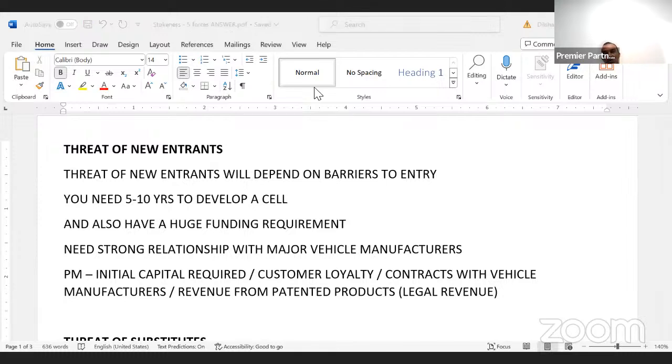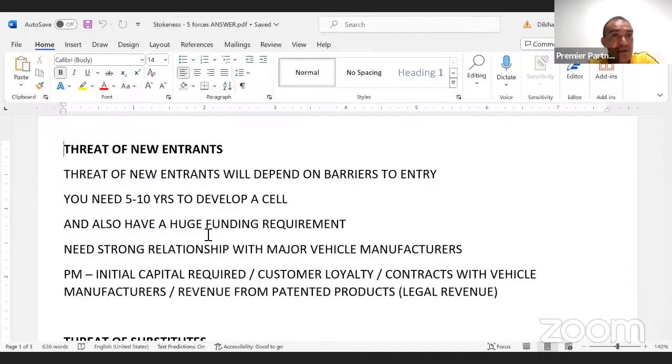Yeah. So remember, when you introduce a force, you need to say what it is. So threat of new entrants will depend on barriers to entry, like skilled staff, investment, technology, government approval, regulatory environment. So those can act as barriers. Now you see, you need 5 to 10 years to develop a cell, isn't it? As per the scenario. Is that easy or difficult? Difficult. So that itself will act as a barrier. And also a huge funding requirement.